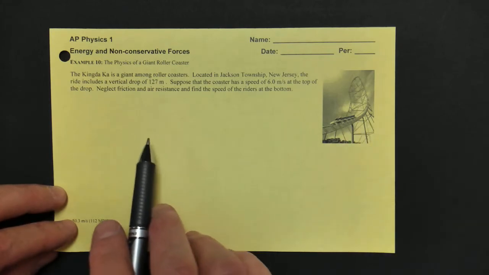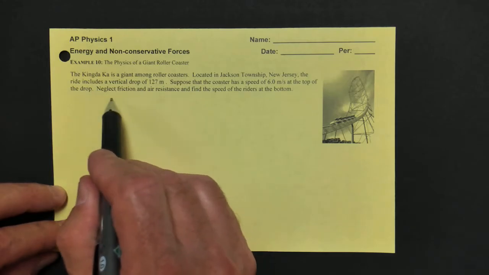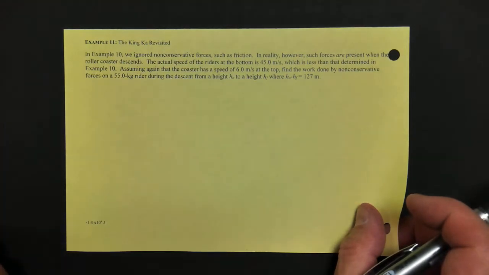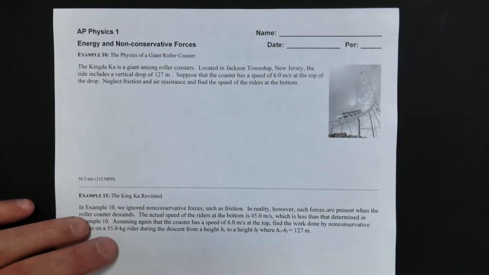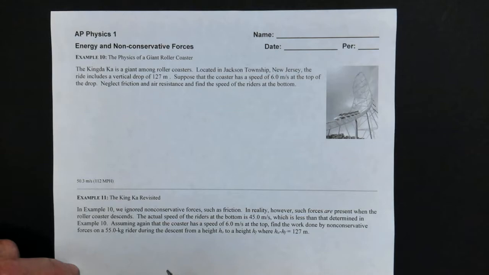The first part, example 10 from the book, has no friction, where it says neglect friction. In the second part, we're going to look at the same roller coaster, but we're actually going to consider friction. Again, I made a little bit larger document so you guys could see a little bit better what's going on. Let's go ahead and get started.